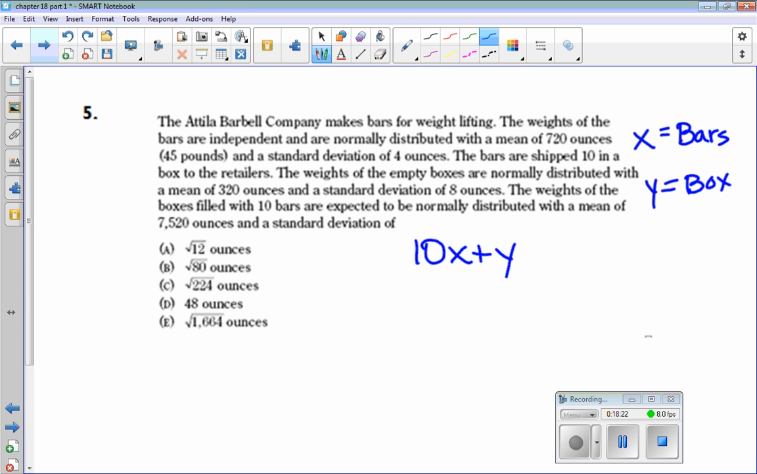Well, hang on a minute. I don't think it's 10. I think I'm wrong. I think it's x plus x plus x plus x plus x plus x plus x plus x. I just realized that. It's 10 of them, right? So I think that's wrong. So I think it's that. Do you agree? I think the answer is not E.